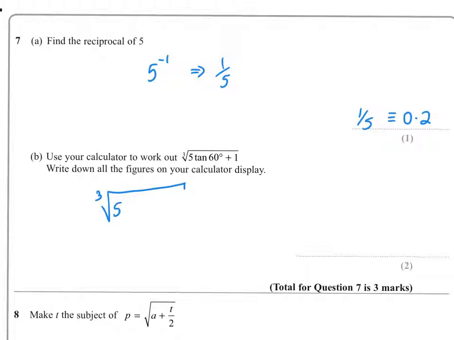For part B, use your calculator to work out the cube root of everything under the root sign, which is 5 times tan 60 plus 1. Well, you can put the whole thing in your calculator if you want. So if you want to put it all into your calculator, then you want to open a bracket, write 5 tan 60, making sure your calculator is in degrees, close the brackets, and do it to the power 1/3.